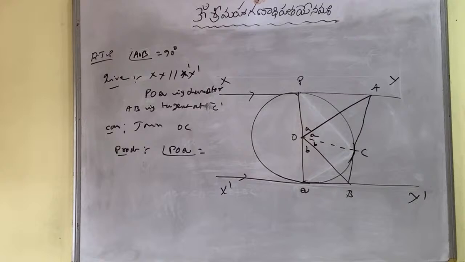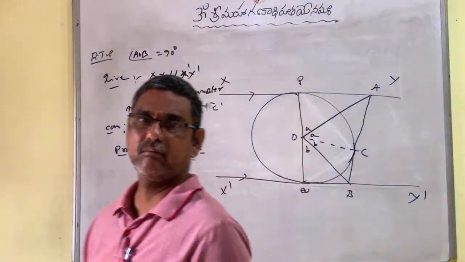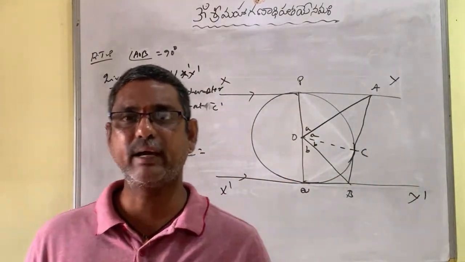What is angle POQ, and tell the reason. 180, linear pair. What is the meaning of pair? Tell me the meaning of pair, Shyam. Two angles are there, right?